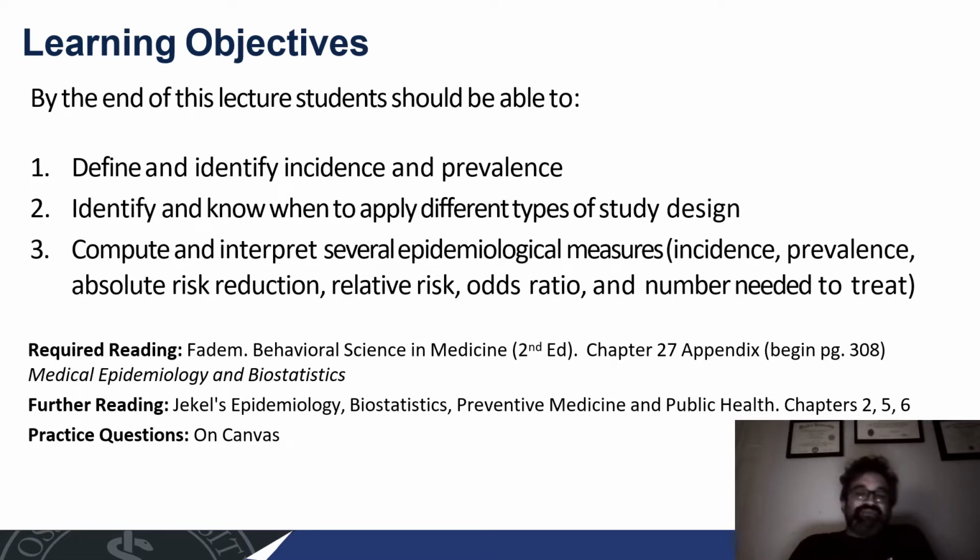You'll understand the difference between observational and experimental clinical trials, and then compute and interpret several epidemiological measures. So you'll have some practice calculating incidence, prevalence, absolute risk reduction, relative risk, odds ratio, and number needed to treat. And I actually have a video for number needed to treat as an ancillary resource that you can go back and look at.